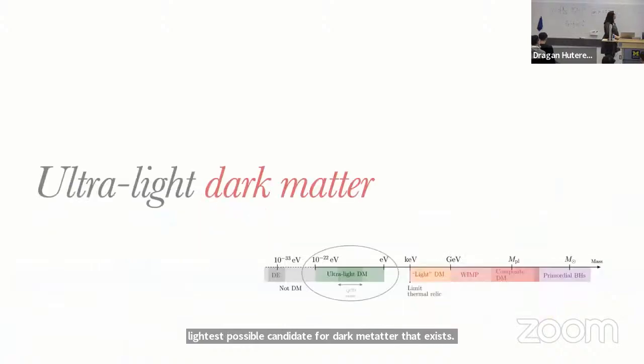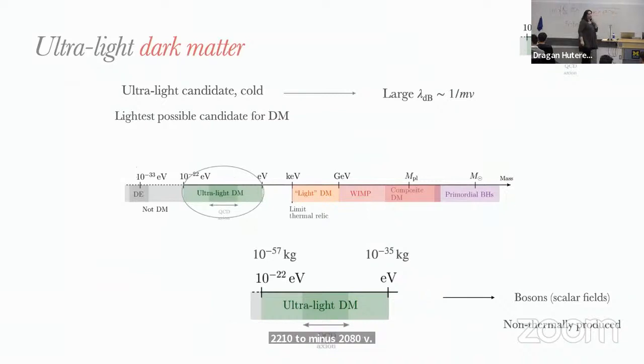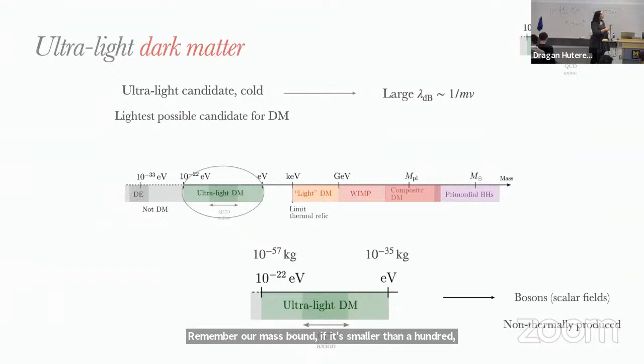We also call this not only wave dark matter, but also ultralight dark matter, which is this regime where dark matter can have a mass between 10 to the minus 22 or 10 to the minus 28 eV up to eV. So what is ultralight dark matter? It is going to be this bosonic dark matter component. Remember our mass bound, the Tremaine-Gunn bound. If it's smaller than 100 eV, something like that, it has to be bosons. So it's a bosonic component produced non-thermally. Again, remember the warm dark matter bound. Everything that is below keV has to be non-thermally produced. So if we have a boson non-thermally produced in our universe that has a very small mass, around 10 to the minus 57 kilograms to 10 to the minus 35 kilograms, this is what I call ultralight dark matter.